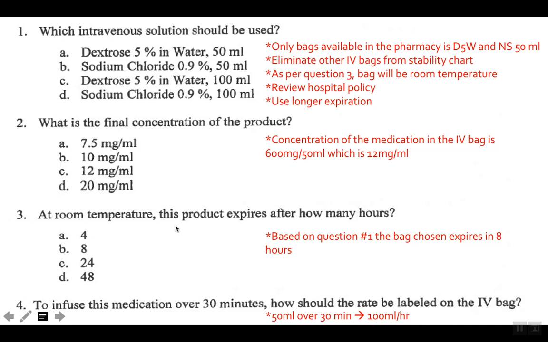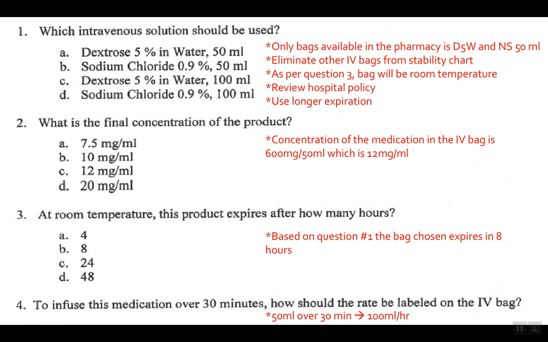At room temperature, this product expires after how many hours? Based on the bag that we chose in question number 1, the expiration time was 8. So we would choose B in this case, right? To infuse this medication over 30 minutes, how should the rate be labeled on the IV bag?